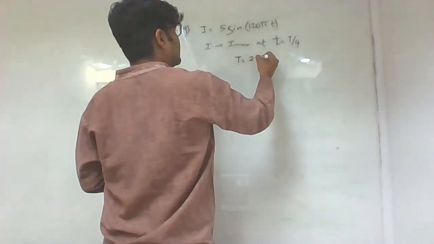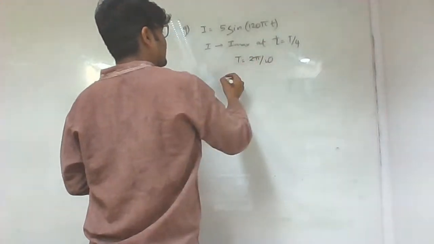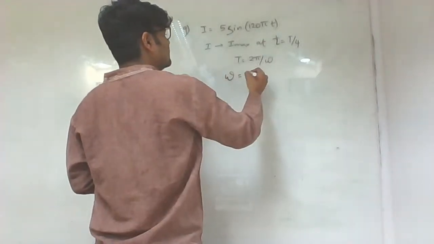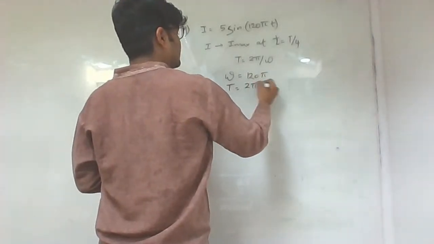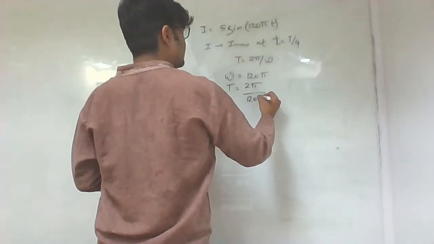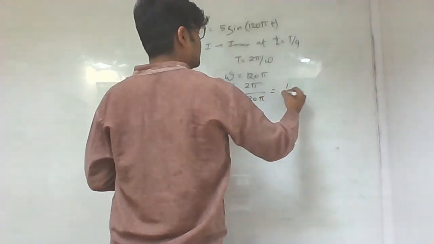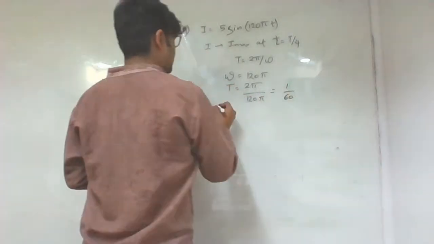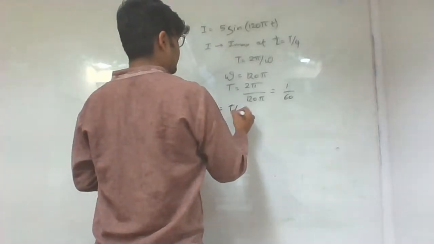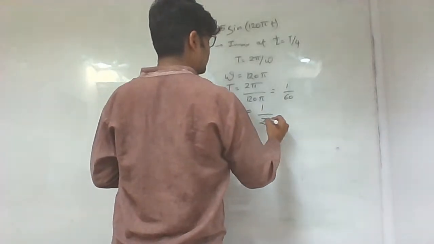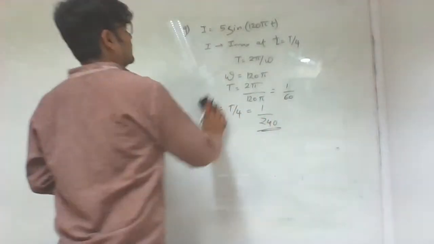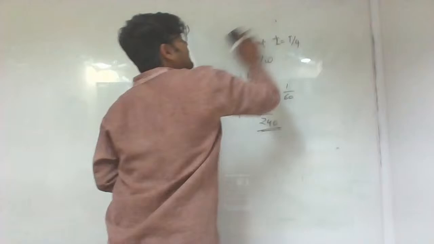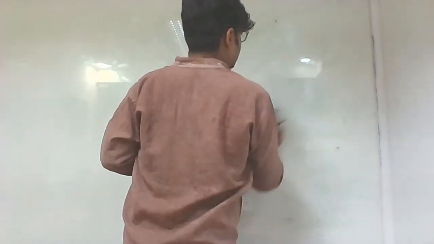T is 2 pi by omega. For any sinusoidal function, omega is 120 pi. T is 2 pi upon 120 pi, which is 1 by 60. So the time T by 4 is 1 by 240. Simple. Comparing the equation to the sinusoidal function will give you the answer.